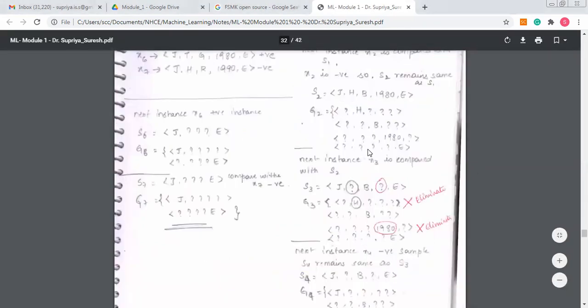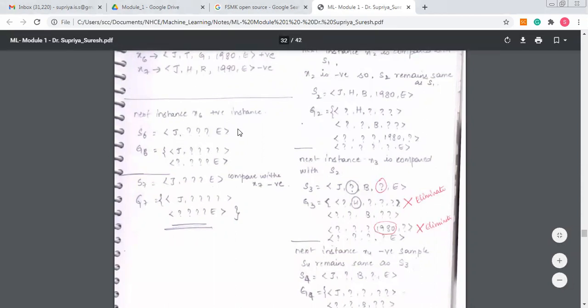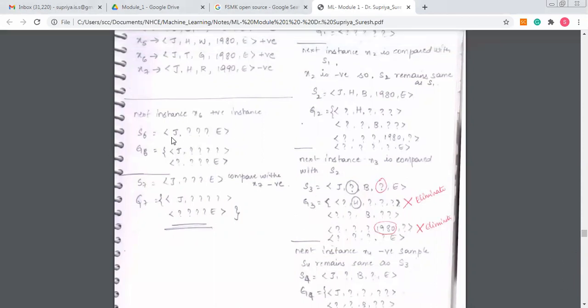Let's consider the X6 instance and the X7 instance. So X6 instance is over here. So I have J, T, G, 1980. Since it's a positive instance, I'm going to preserve my G value the same and my S value is going to change. So S value is going to be compared with each and everything. My S5 is the same as S6. So I'm going to compare X6 with S5.